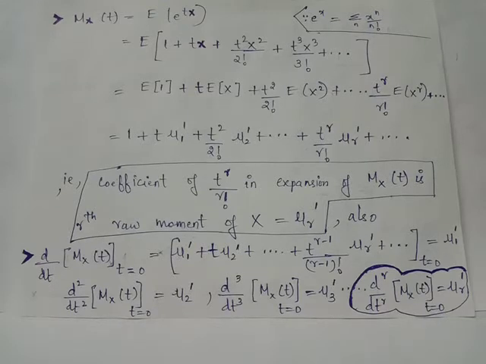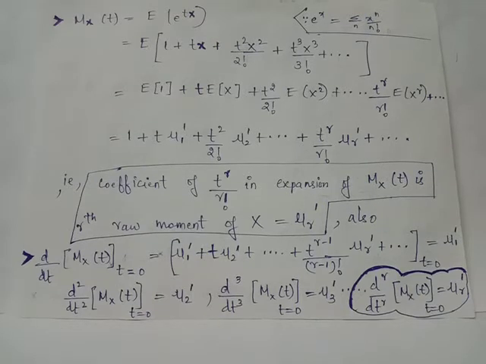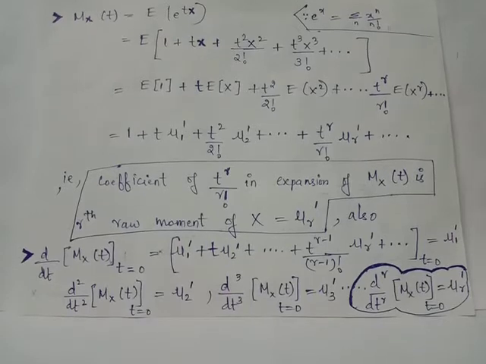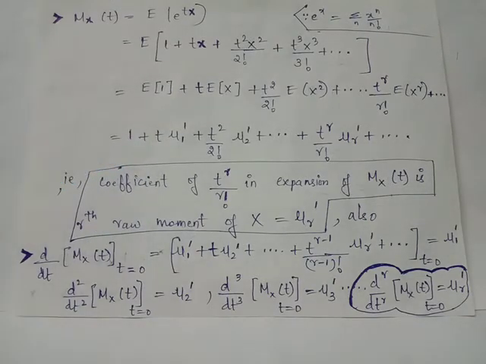The general rth term after we have applied the expectation will be of the form t raised to r upon r factorial taken outside, and we have expectation applied on the variable X raised to r. Expectation of X raised to r can be replaced by mu r dash, which is the rth raw moment about 0. Thus we have the moment generating function, which is expectation of e raised to tX, in this format.